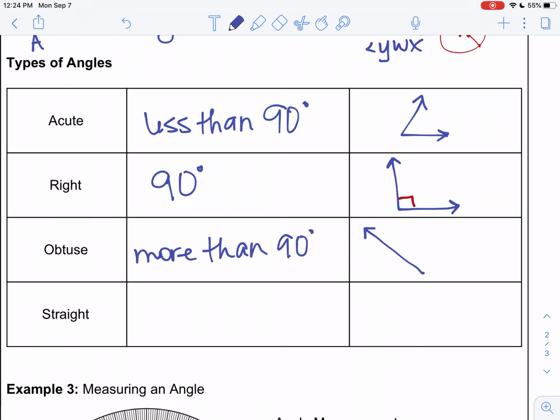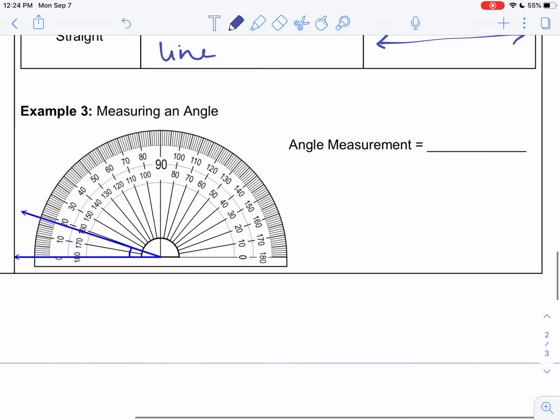Okay, so something like this is an example of an obtuse angle, more than 90. And a straight angle is 180 degrees, also referred to as a line. Okay, so those are our 4 different types of angles. Okay, cruising along. When we measure an angle, we're going to use a protractor here.